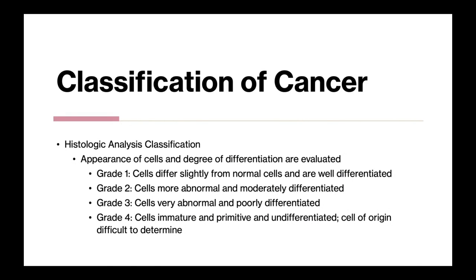If the cells are slightly different from normal, but they're still well differentiated, it's a grade 1. If the cells are more abnormal and a bit less differentiated, it's a grade 2. When they become very abnormal and poorly differentiated, it's a grade 3. And a grade 4 is when the cells have basically gone back to their immature, primitive state. They're undifferentiated, and we can't even figure out what kind of cell it is. Okay, so just remember that grading is about the cells.